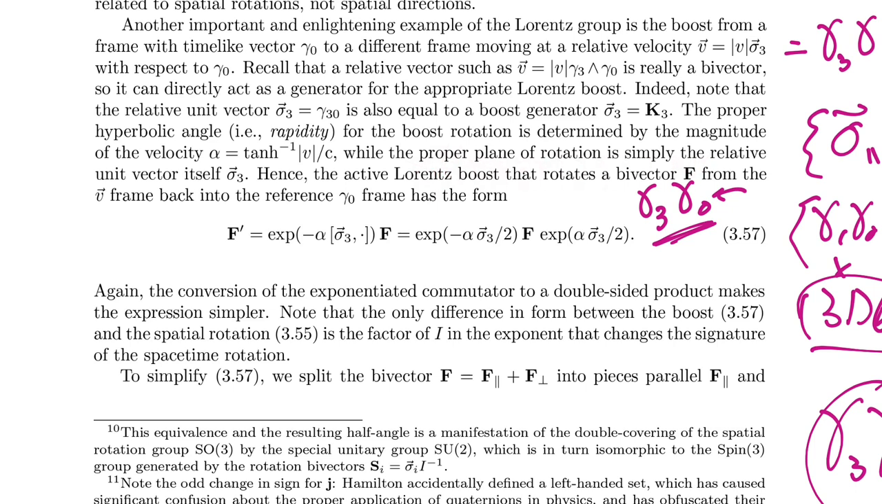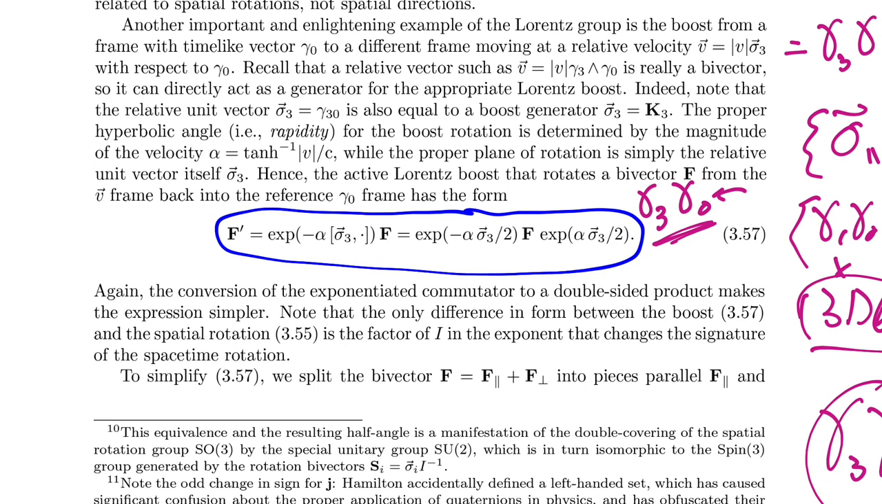So the proper plane of rotation is simply the relative unit vector itself, right? This is a bivector, so it represents a plane element. So the active Lorentz boost that rotates a bivector F from V back into the reference frame gamma zero has this form. Here the key word that I want to focus you on, it could easily blow through it, is active, right? We're rotating the bivector. We're not rotating the reference frame, which would be a passive Lorentz boost. And that's totally given by a sign change, a different sign. So, all right, there you have it. This is the expression we're going to work with. And notice it's identical to the one we did before, except now we are dealing with K3 instead of S.